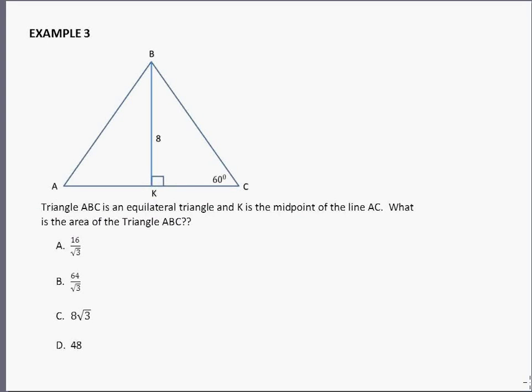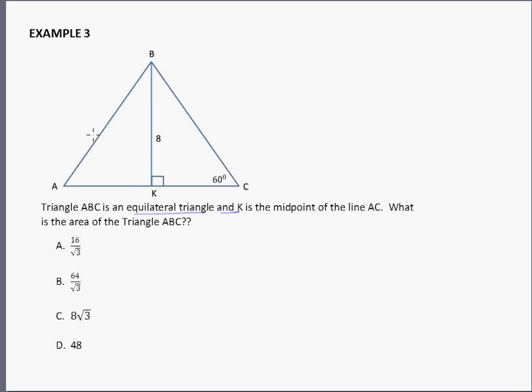Okay, we have triangle ABC here, which is an equilateral triangle, and K is the midpoint of the line AC. What is the area of triangle ABC? So we want the area of triangle ABC.